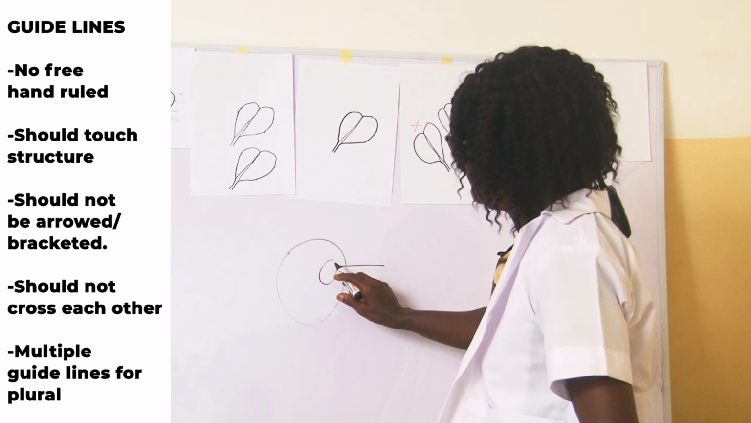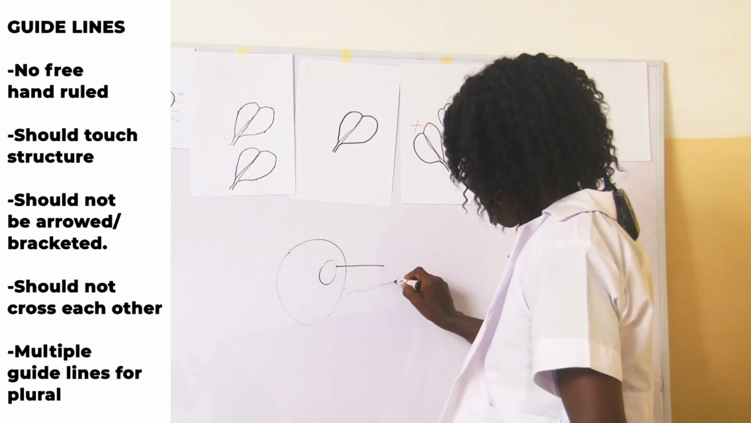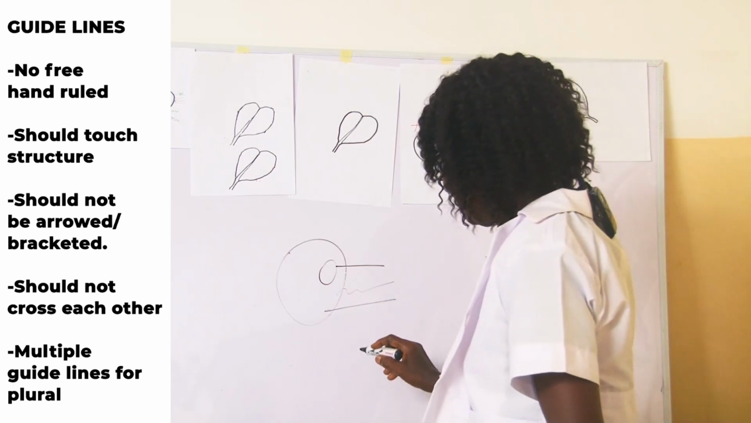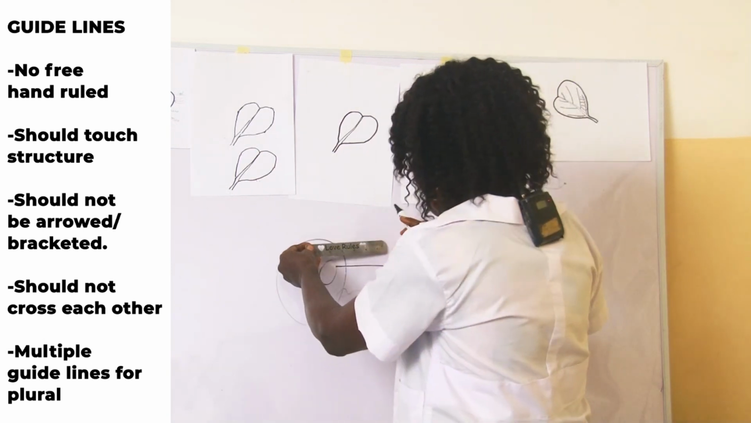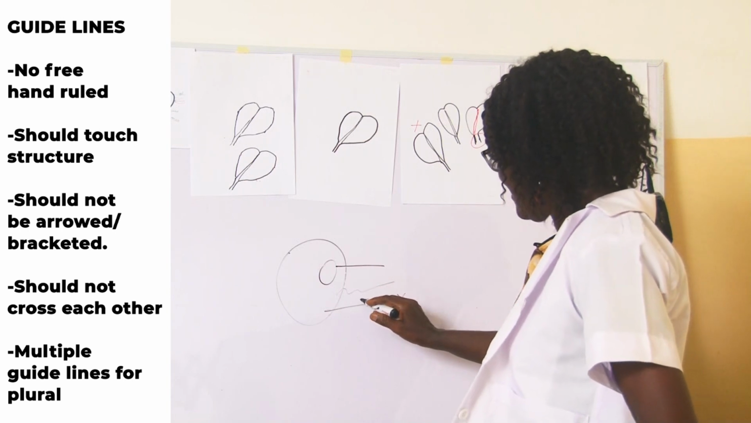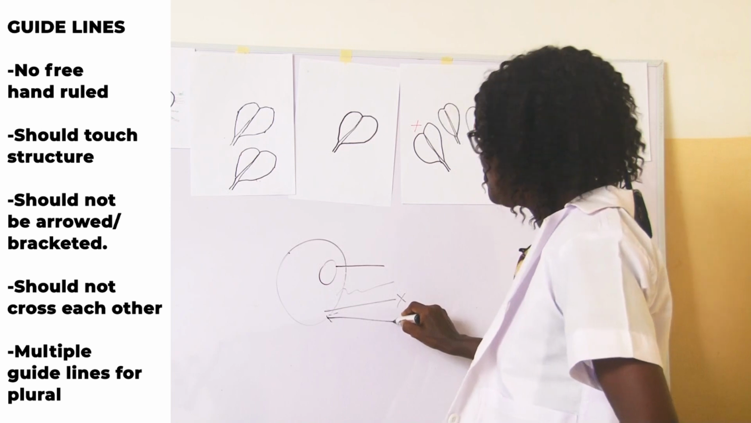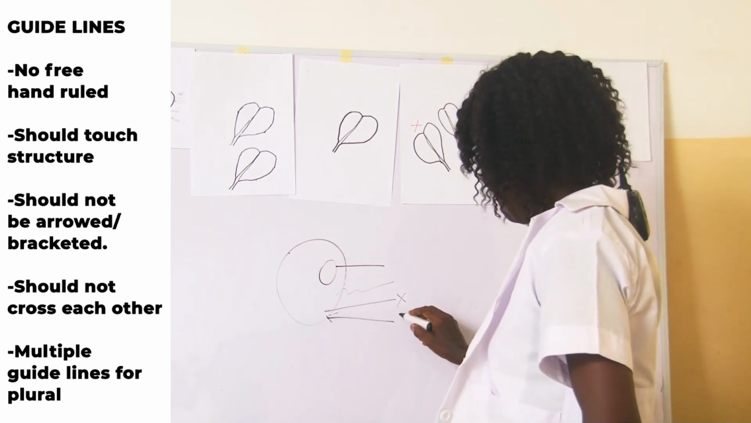This guideline must not be ruled with my free hand. Free hand is not allowed. It should always be ruled. The guideline must also not be an arrow. So if you use an arrow as a guideline, it's not right.